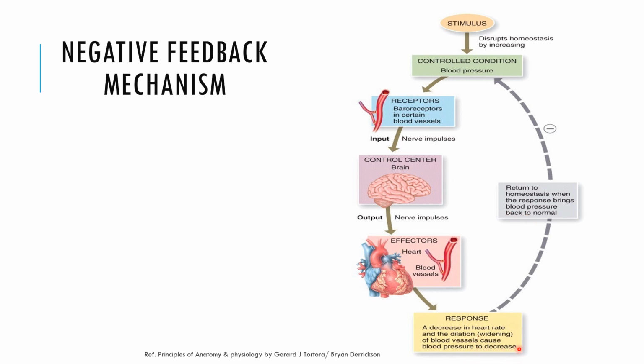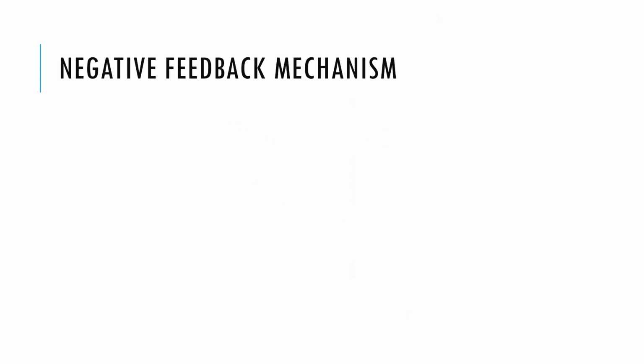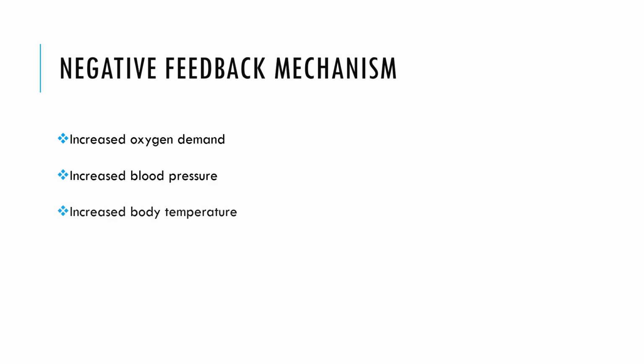The blood pressure decreases until the return of homeostasis, when the response brings the blood pressure back to normal. Once the blood pressure is back to normal, the further decrease in blood pressure is stopped by the negative feedback mechanism. Other examples of negative feedback mechanism include increased oxygen demand, increased blood pressure, increased body temperature, increased heart rate and pulse rate, and change in body pH. All these are examples of negative feedback mechanism.